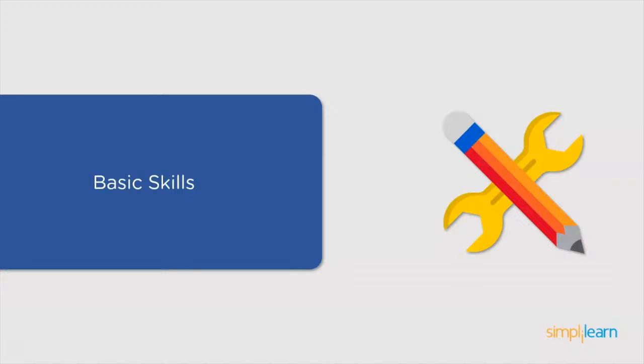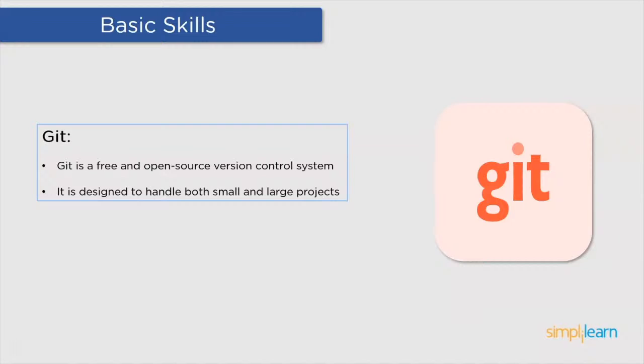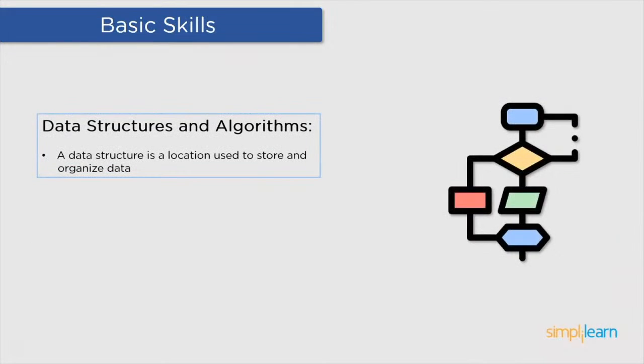First, the basic skills. Let us understand what basic skills are required to become a web developer. There are a few recommendations that you must learn for either path. These are the common things every programmer should know. The first one is GitHub. So Git is a free open source version control system that enables collaboration in a particular project. It is designed to handle both small and large scale projects. Git is a tool used to save code and create different versions to better manage the feature updates in the product or an application.